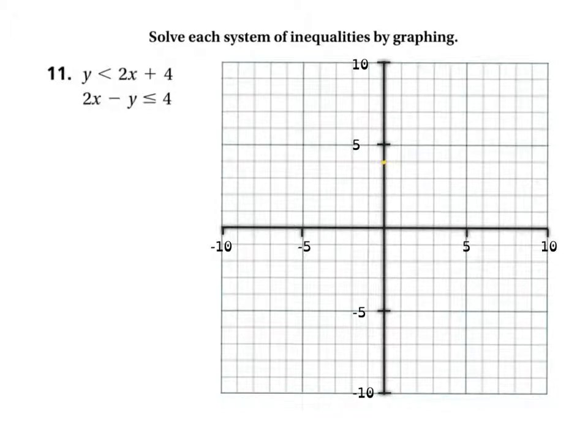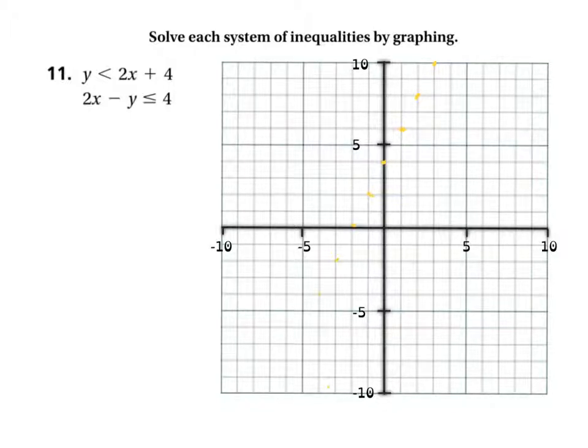So I'm going to go up here to 4, right there. That's a point that's on the line. And then we say a slope of 2 means rise 2, run 1, right there. Rise 2, run 1, right there. All the way there. And we'll keep going in this direction as well.